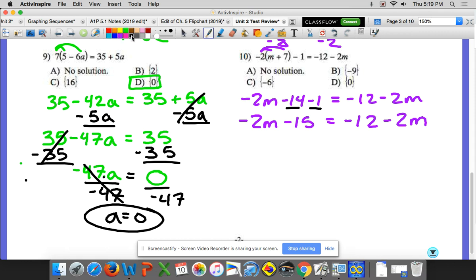Now we need to isolate the variable, so we're going to get this one over. So we're going to add 2m to 2m. So once again, similar to a problem from earlier, our variables are going to cancel out.